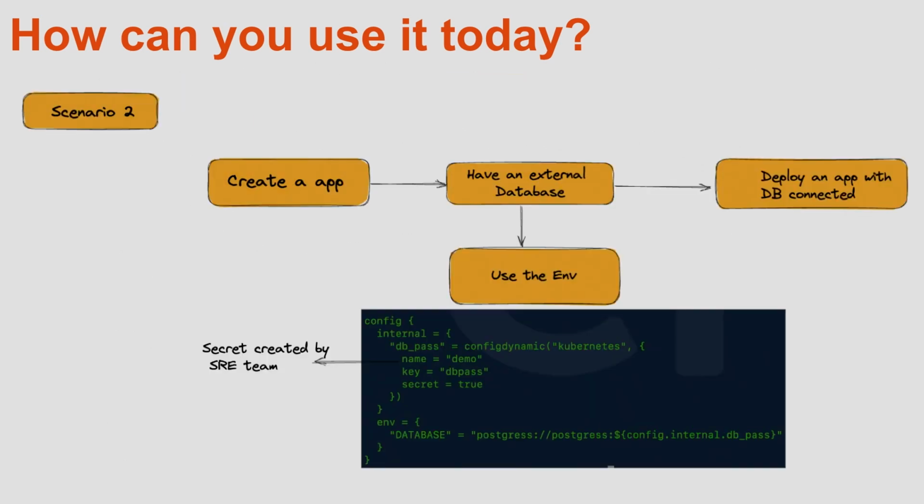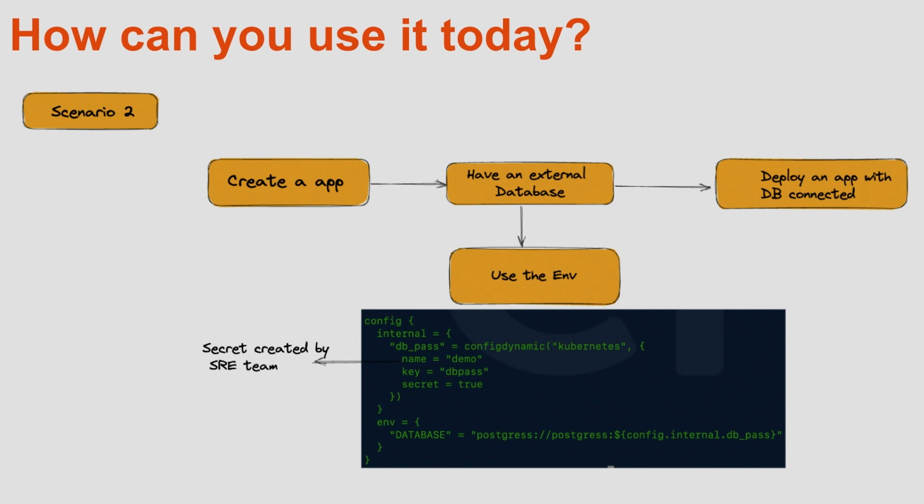Let's go to scenario 2. Often you would need a database with your application. So for that, you will be creating an application. You will be having, let's say, an external database that you want to connect to, and you will be using those database connection strings in your code. So how can you do that? You can specify that inside the configurations. Those are the internal configurations where you have the Mini-PaaS. And again, it is a Kubernetes secret. And in the env section, we are defining something that can be actually used inside your code.